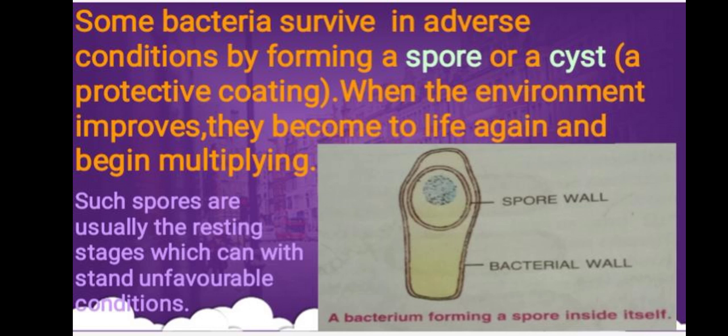Some bacteria survive in adverse conditions by forming a spore or a cyst, which is actually a protective coating. When the environment improves, they come to life again and begin multiplying, as you can see in this diagram. Such spores are usually the resting stages which can withstand unfavorable conditions.